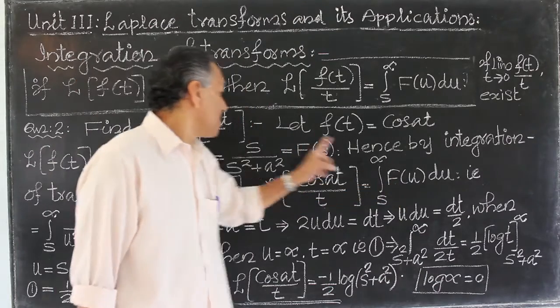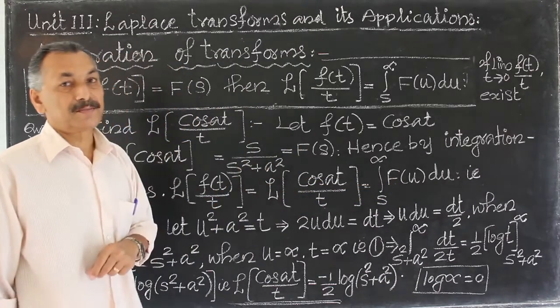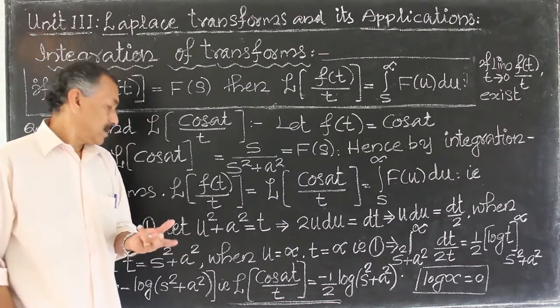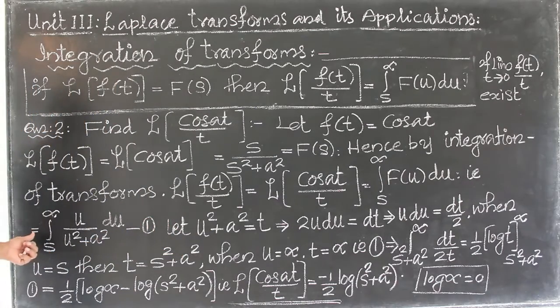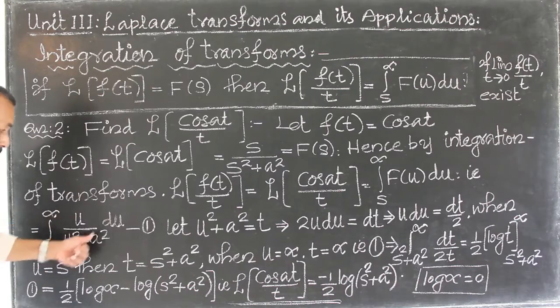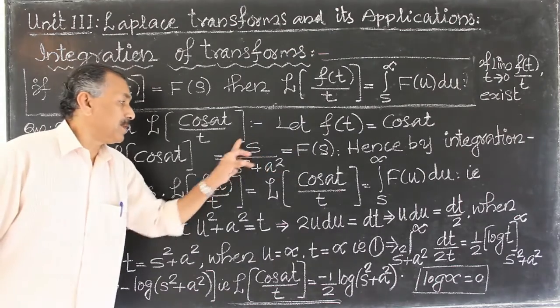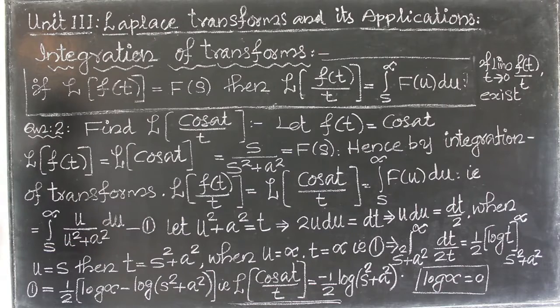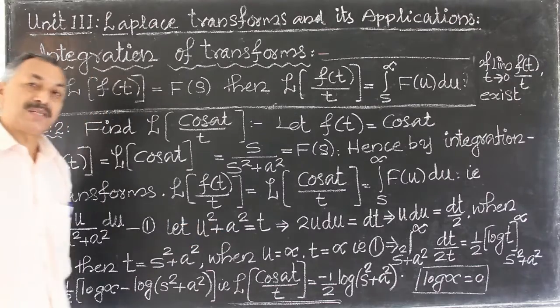Then f of u is equal to u divided by u square plus a square. Instead of s, take u. Then that is equal to integral s to infinity f of u du, that is, u divided by u square plus a square into du. That is the answer. Then to integrate this one, let u square plus a square is equal to t.